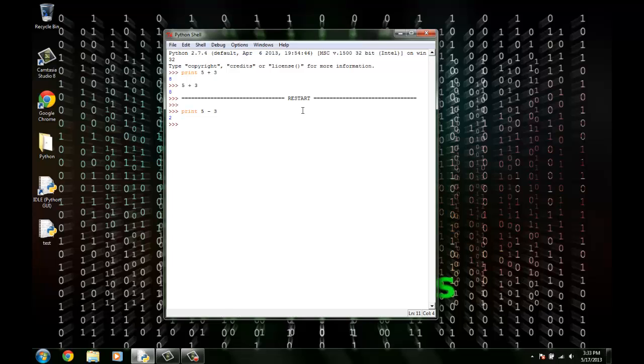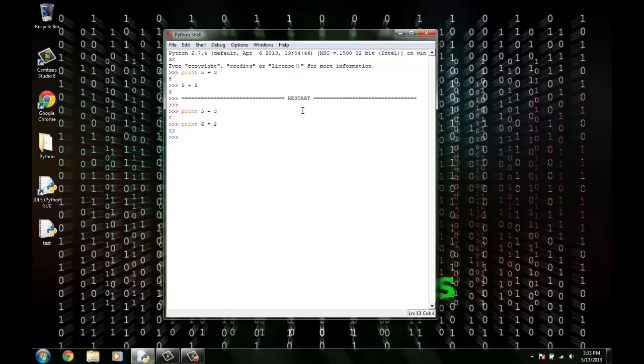Now multiplication. Let's write print, 6, and the multiplication sign is the asterisk, which is the little symbol above the 8 on your keyboard. So press shift and 8, and that is the multiplication sign. So 6 times 2 gives us 12.